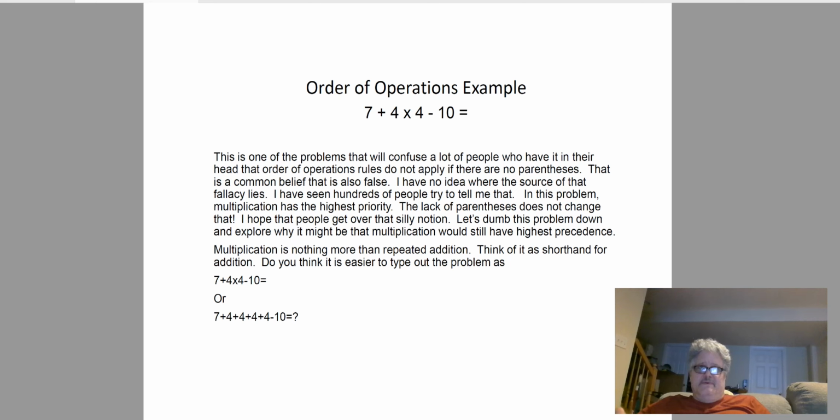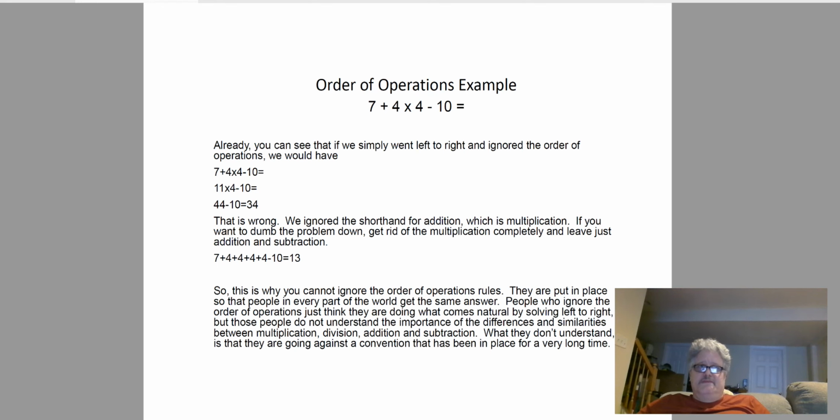So, as I said before, multiplication is just shorthand for addition. Multiplication is repeated addition. So you can take this problem, see where you have the multiplication in the middle, the 4 times 4. There's nothing wrong with rewriting this as 7 plus 4 plus 4 plus 4 plus 4 minus 10. Now, there's a reason why we don't do that, because it would take a lot of paper to keep writing that out. That's why we have a shorthand of multiplication. Much easier to write 4 times 4 than 4 plus 4 plus 4 plus 4. But you can see that what I've done is I've converted this problem.